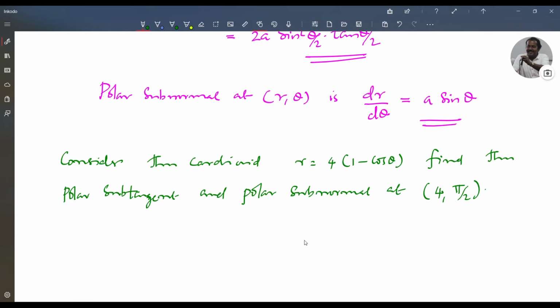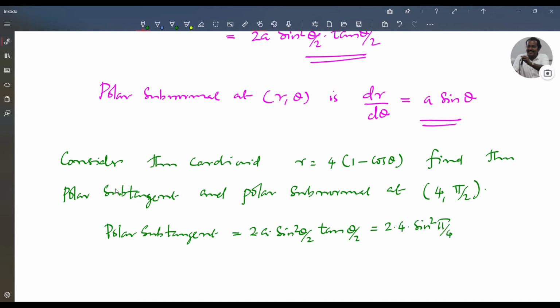So from our calculation, you can see that polar subtangent is 2a sin square theta by 2 into tan theta by 2. So this is equal to 2 into a is 4 into sin square pi by 4 into tan pi by 4. So this is 8 into sin square pi by 4 is 1 by root 2 the whole square into tan pi by 4 is 1. So this is 4.